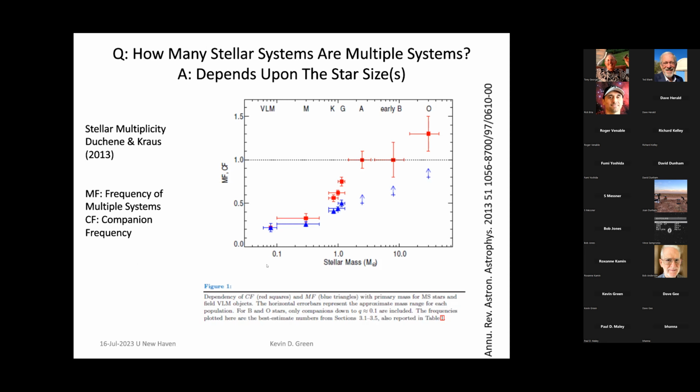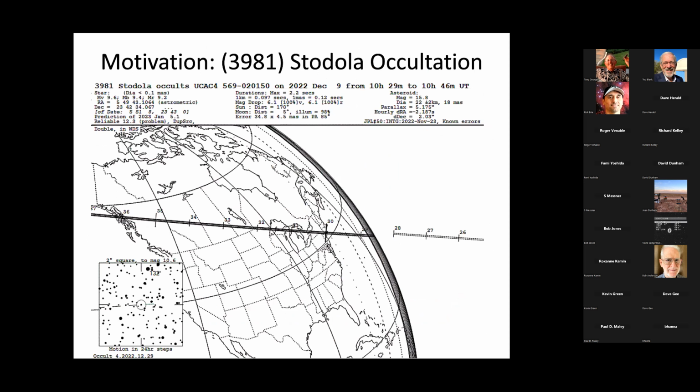So this is, again, stellar masses down here. It's the mass of the system. So there is some dependence upon the mass of the system, but it's still pretty high even for solar mass stars. So you look up in the sky, half of what you're looking at are, no, that's not quite right. I always get that wrong. Roughly, not quite half are double star systems. So there's a lot of them.